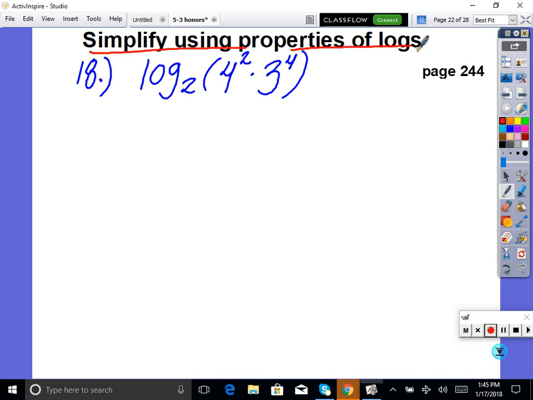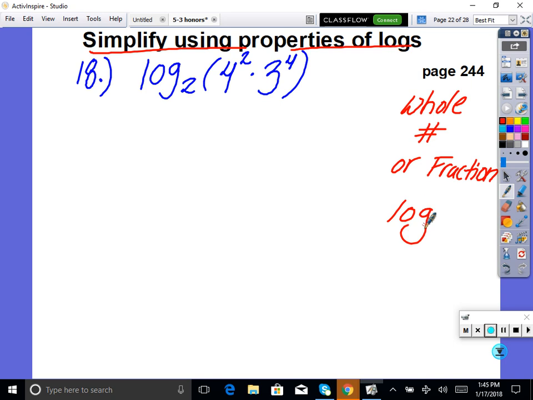So basically what they want you to do is go through and, without the use of a calculator, find a final answer. You're going to go all the way down until you've simplified it to a whole number or a fraction, or if you can't get a whole number or fraction, you'll leave it in logarithmic form. So let's look at how this would work.